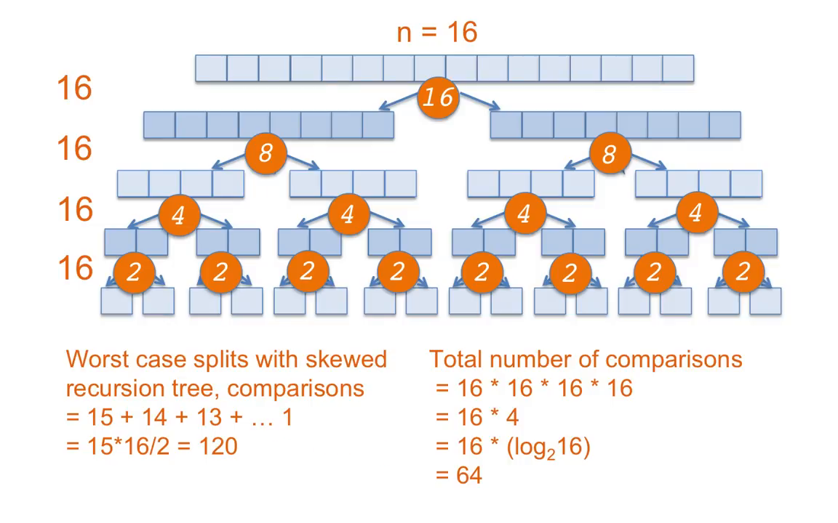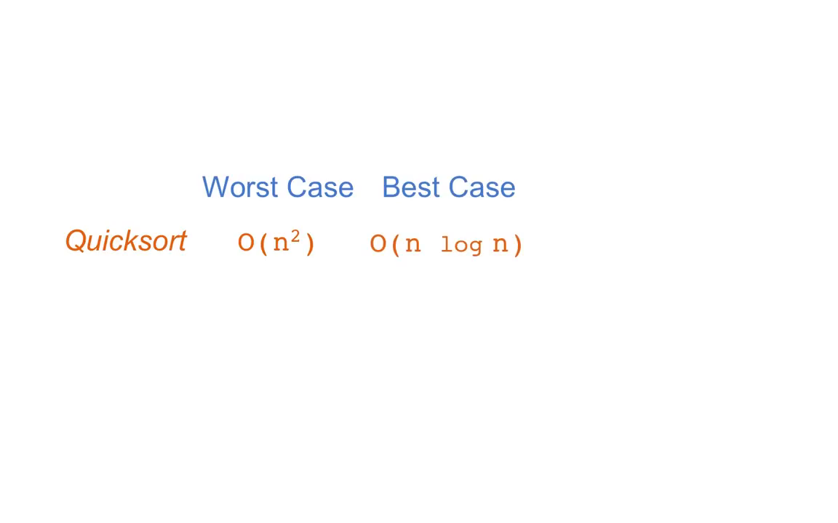In summary, the worst case number of comparisons to quicksort an array of size n is n times n minus 1 divided by 2, which gives a running time of order n squared. And the best case number of comparisons is approximately n times log n to the base 2, for a running time of order n log n.